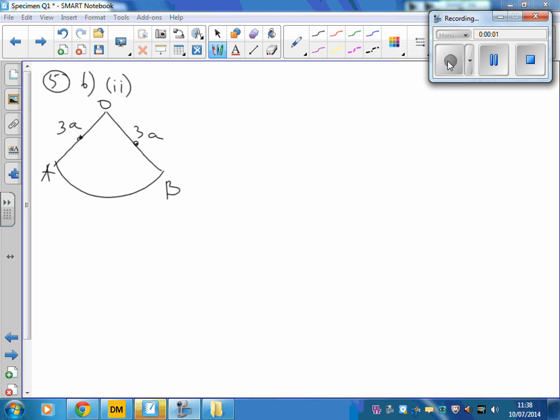Question 5, part B, part I. We need to find the center of mass of the swing boat. It's made of two rods, OA and OB, and a circular seat AB. We know the position of the center of mass of each rod because they are uniform rods. So the center of mass of each rod is distance 3a from O.